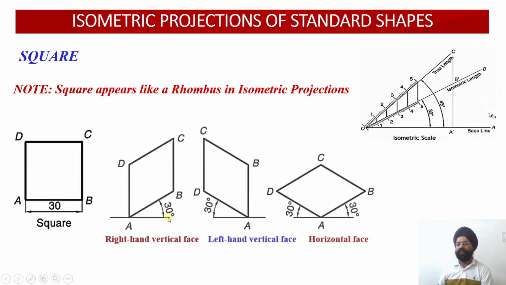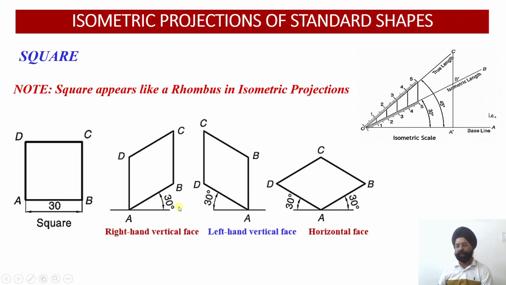Since we have to draw both of these projections, the Z axis and the X axis are both lying at an angle of 30 degrees. That is why whatever basic shapes we are going to draw will get somewhat distorted while we project these shapes onto the isometric projection. As I told you, this is the perfect square which we intend to draw in the isometric projection.